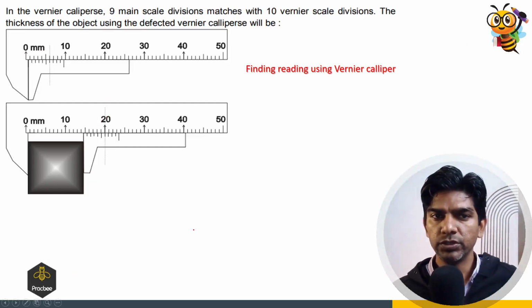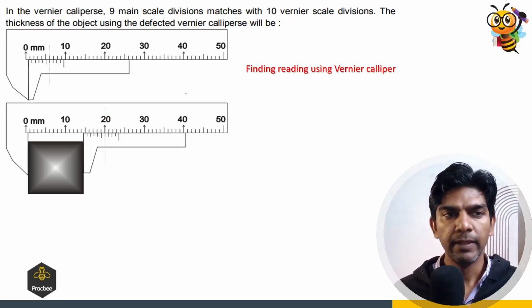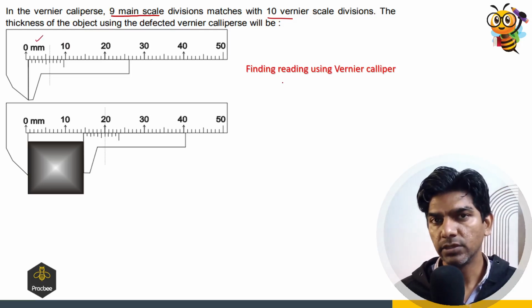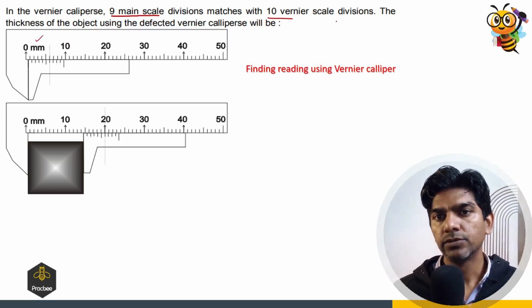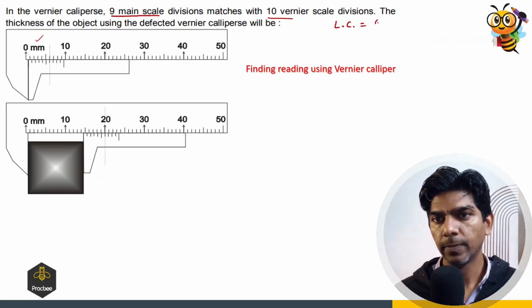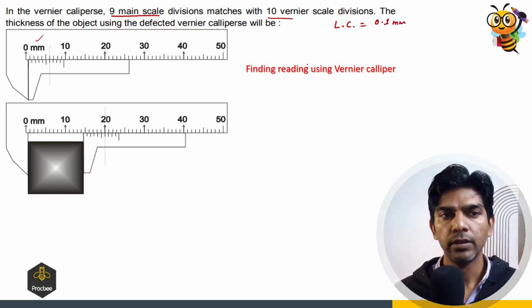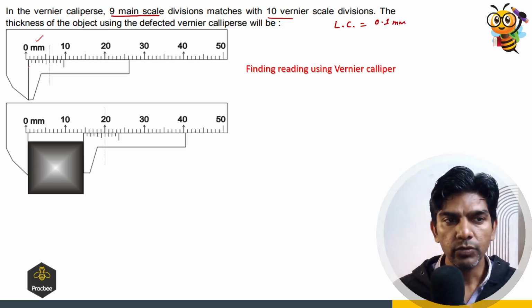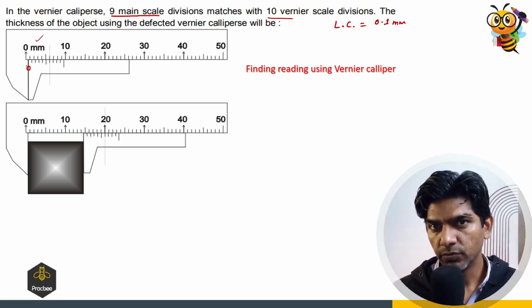Now let's see one more question. Here again we have to find the reading, and we are given that 9 main scale divisions are coinciding with 10 Vernier scale divisions, and 1 main scale division is 1 millimeter. So again we get the least count same as the last question, that will be 0.1 millimeter. But in this case when both the jaws are locked together, 0 of the Vernier scale is to the right of the 0 of the main scale.